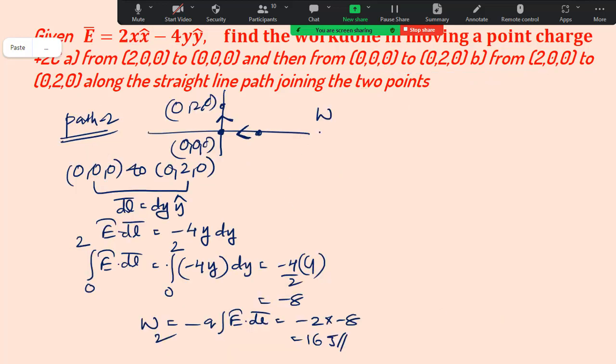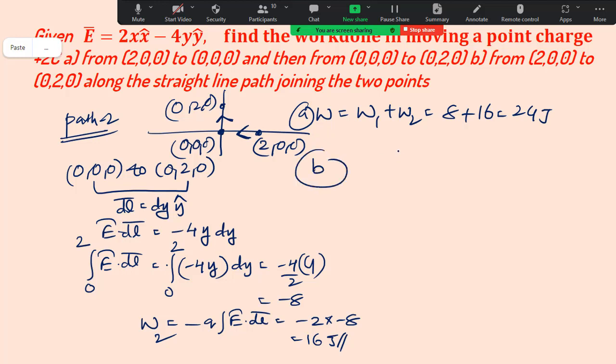Now part A has the work W1 plus W2, which is 8 plus 16, equal to 24 joules of work required to move the charge from (2,0,0) to (0,2,0). This is the way of doing this particular problem. Next, if you see part B, they asked us to move the charge from (2,0,0) to (0,2,0).